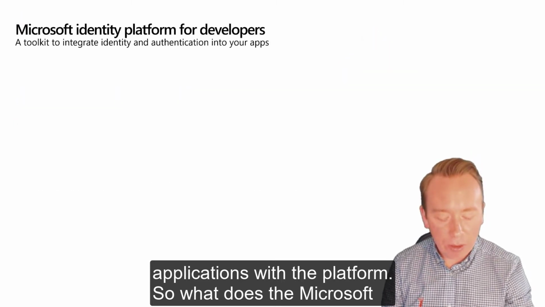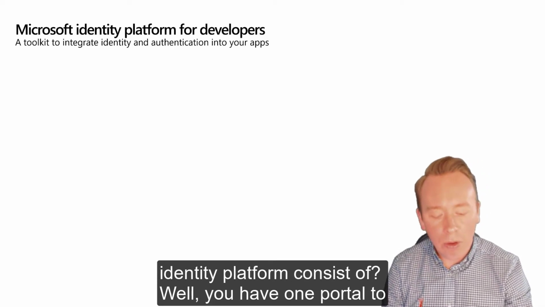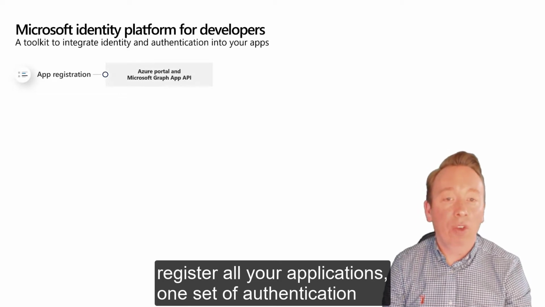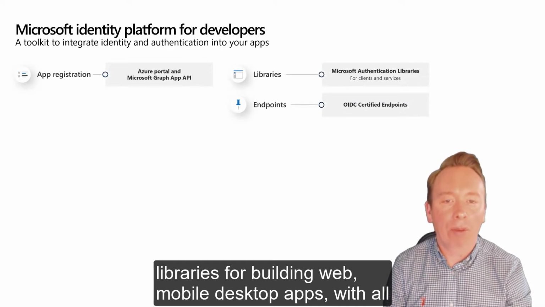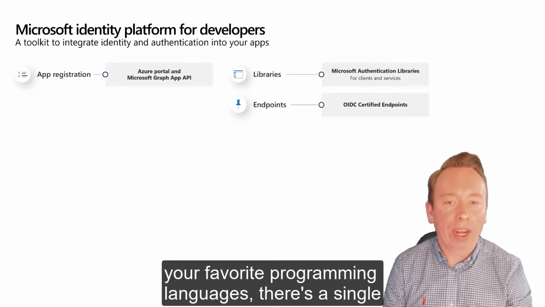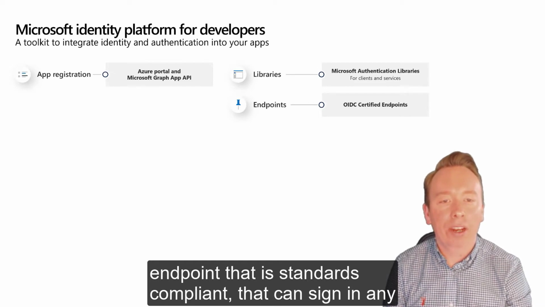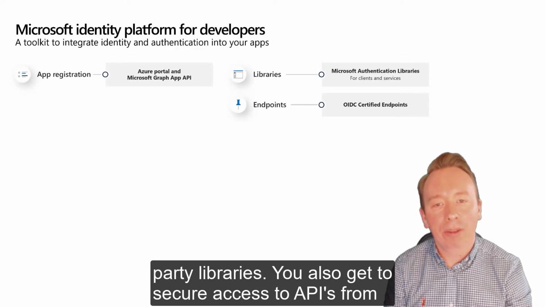So what does the Microsoft Identity platform consist of? Well, you have one portal to register all your applications, one set of authentication libraries for building web, mobile, desktop apps with all your favourite programming languages. There's a single endpoint that is standards compliant that can sign in any Microsoft identity. It also allows compatibility with third-party libraries.